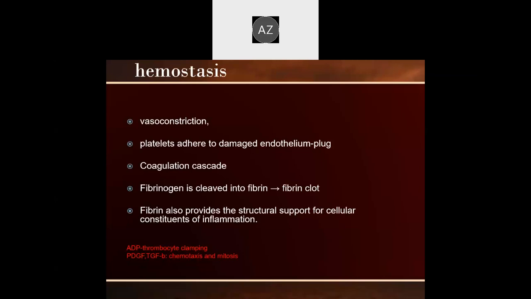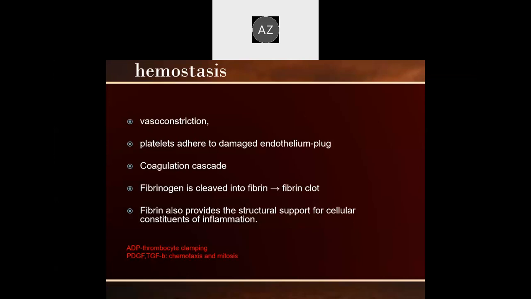So what about hemostasis? It's complex. It has vasoconstriction as the immediate step. And then we have platelet adhesion to the damaged endothelium. And then there's the coagulation cascade. And then there's fibrinogen cleavage into fibrin, then forming a clot. Then we have fibrin that provides the structural support for cellular constituents of inflammation. So never forget, hemostasis has its own components.